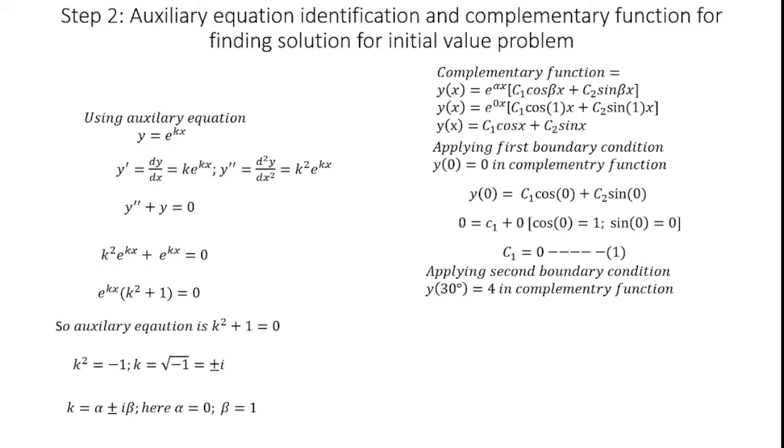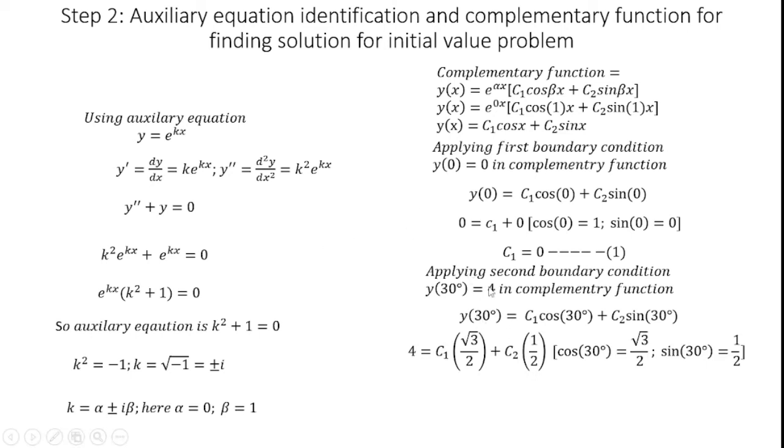Now I can move to the second boundary condition. Applying the second boundary condition, y of 30 degrees is equal to 4 in the same complementary function. So here y of 30 degree is equal to C1 cos 30 degree plus C2 sin 30 degree. Likewise, I can substitute the second boundary condition in the complementary function.